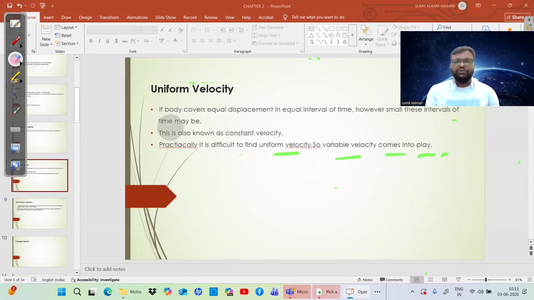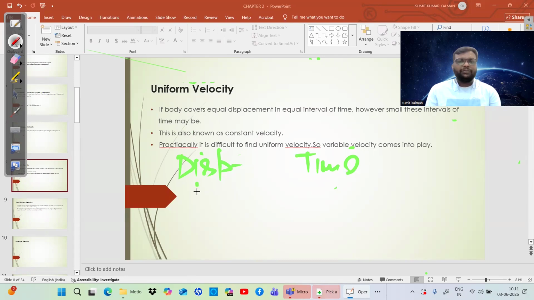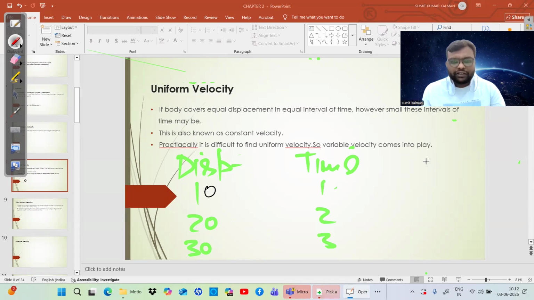Suppose I give you one example. Suppose you have displacement and time. Suppose students, we are covering displacement 10, then 20, 30. Time in this is 1, 2, 3. So here students, calculate velocity. It will be 10 meter per second.